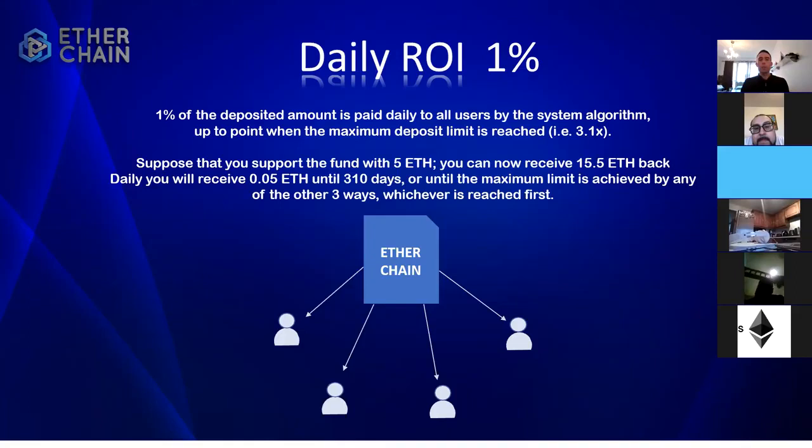It is 1% of the deposit amount, and it's paid daily to all users by the system algorithm, up to the point when the maximum deposit limit is reached, i.e. 3.1 times. So suppose that you support the fund with 5 Ethereum, you can now receive 15.5 back. On a daily basis, you'll receive 0.05 until 310 days, or until the maximum limit is achieved by any of the other 3 ways, whichever is reached first.